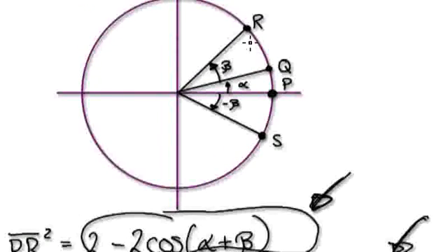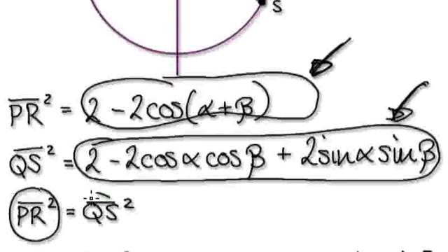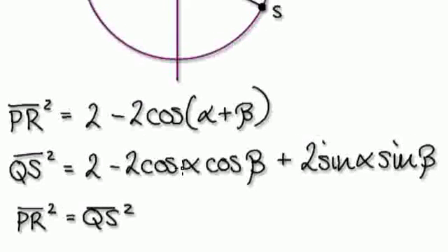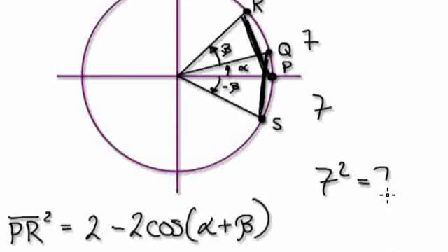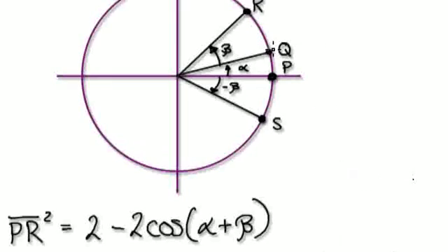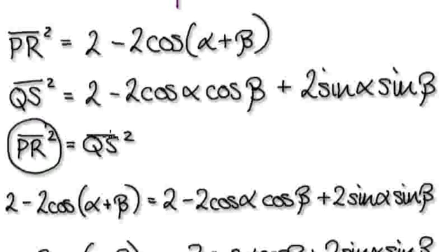because this distance here is exactly the same as this distance here, we can actually say PR squared equals QS squared. Because if this here is, let's say, 7 centimeters, and this is also 7 centimeters, then we can actually write 7 squared equals 7 squared. Well, you can do that. So now PR squared equals QS squared.